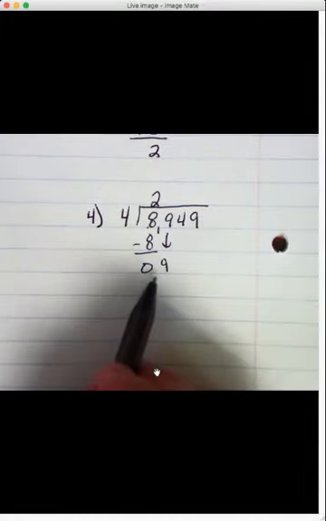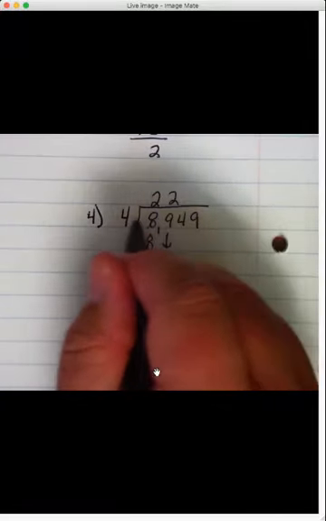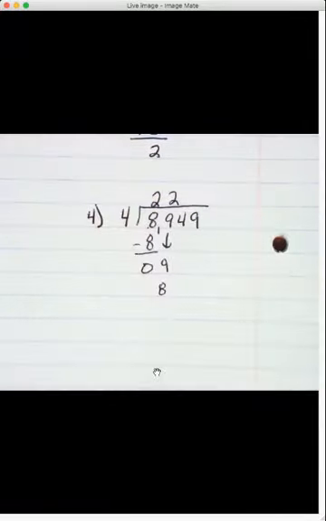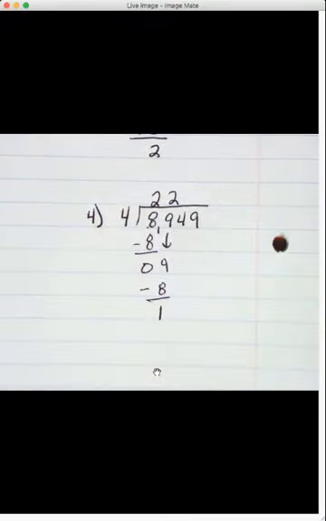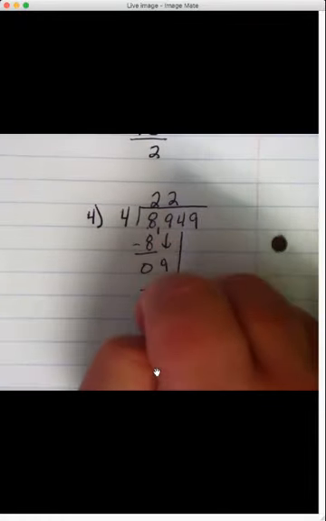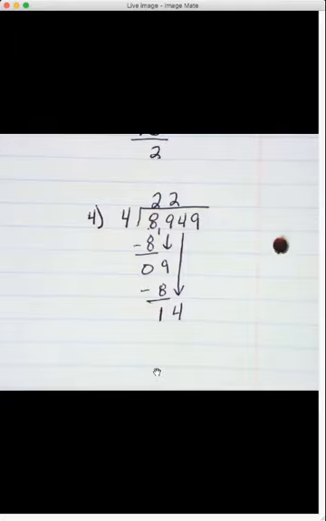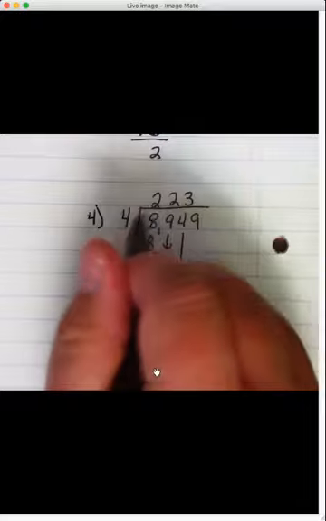Now 9 divided by 4. Daddy divide. It'll go 2 times. Mama multiply. 2 times 4 is 8. Sister subtract. 9 minus 8 is 1. Brother bring down your 4. Gives it 4, makes it 14. Daddy divide. 14 divided by 4. It's going to go 3 times, because mama multiply. 3 times 4 is 12. Sister subtract. 14 minus 12 is 2.